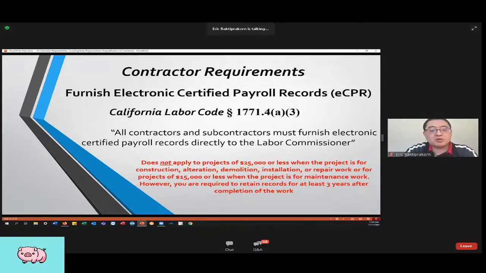And in general, you are required to retain certified payroll records for at least 3 years after the completion of the work. Next slide, please.